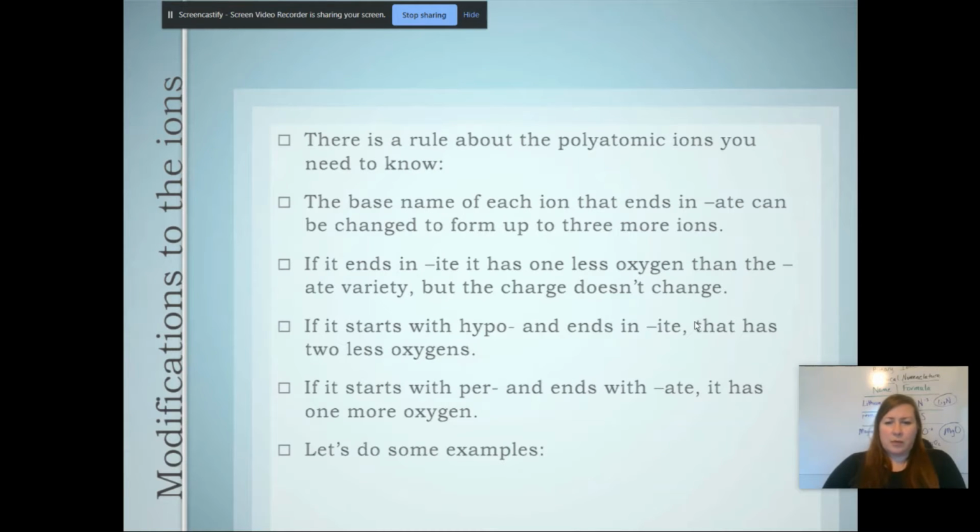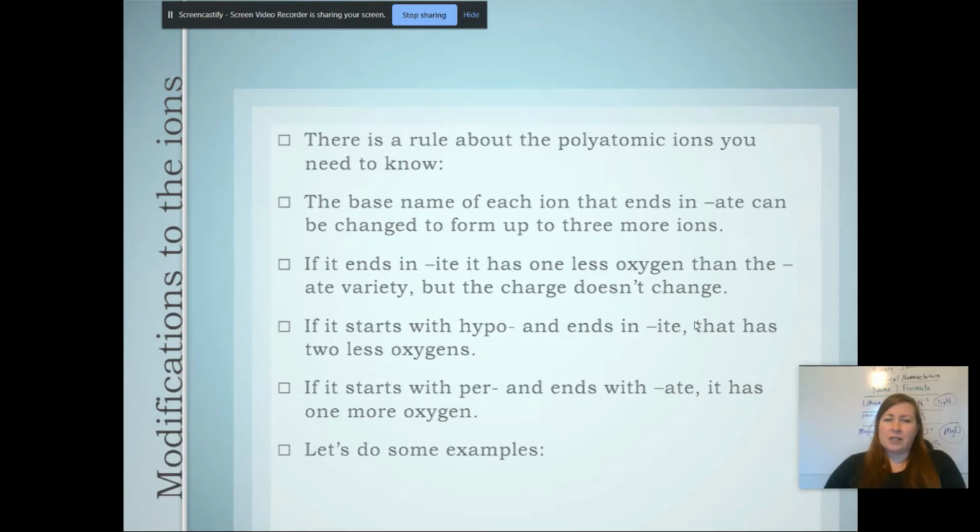There are some interesting rules about the polyatomic ions that you do need to know, though. The base name for each ion that ends in "ate", again, not all of them do, but there's a lot of them that do, can be changed to form up to 3 more ions. So if the ending is "ate" and you change it to the ending "ite", then that has 1 less oxygen than the "ate" variety. So "ite" means just like the "ate", only with 1 less oxygen. If it starts with hypo and ends in "ite", then it has 2 less oxygens. If it starts with per and ends in "ate", it has 1 extra oxygen.